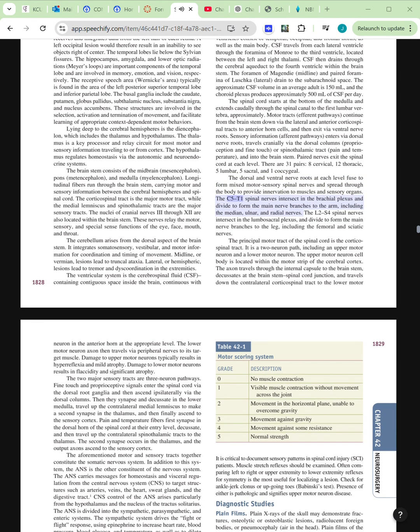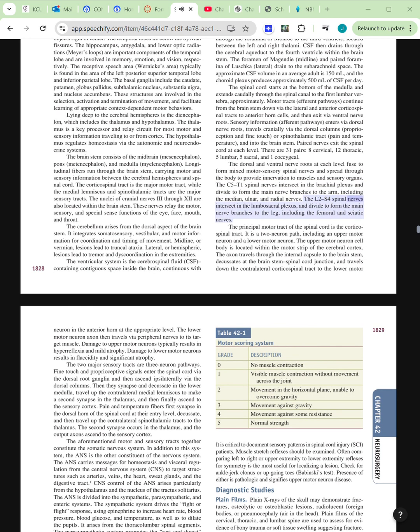The C5-T1 spinal nerves intersect in the brachial plexus and divide to form the main nerve branches to the arm, including the median, ulnar, and radial nerves. The L2-4 spinal nerves intersect in the lumbosacral plexus and divide to form the main nerve branches to the leg, including the femoral and sciatic nerves.